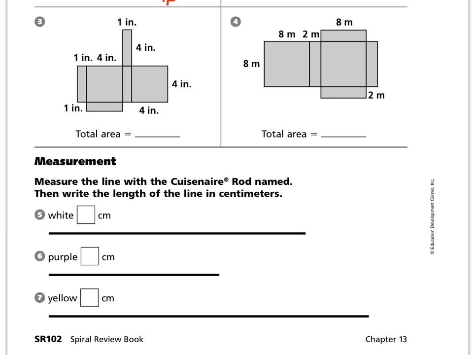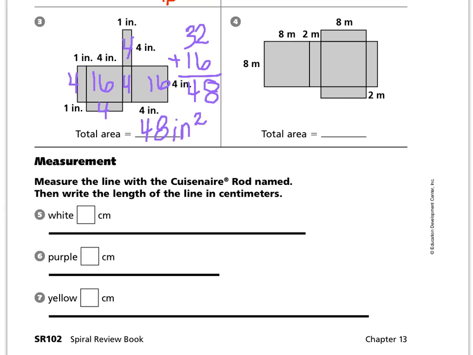I'm going to find all the different sections. I know that 1 times 4 is going to be 4. So all these little guys are just going to be 4 inches squared. And then I know 4 times 4 is going to be 16. Now I'm going to add up 16 plus 16, which is 32. And then I have 4 plus 4 plus 4 plus 4, which is going to be 16. I'm going to add this up, and I'm going to get 48. And I know that it's going to be 48 inches squared because it's the area.